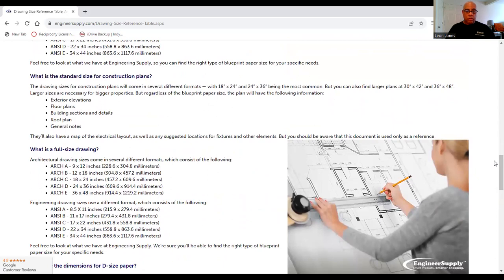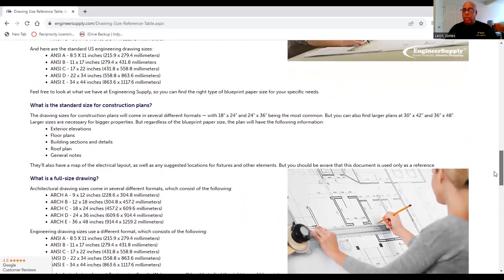Now, some other questions. What is the standard size for drawing plans? Again, it depends on your construction drawing plans. What is the standard size for construction plans? Well, construction plans come in different formats as well: 18 by 24, 24 by 36. You hear that more often because they're more common. But again, you can find those plans in 30 by 42, 36 by 48. Now, I'm reading those numbers out. These are empirical numbers.